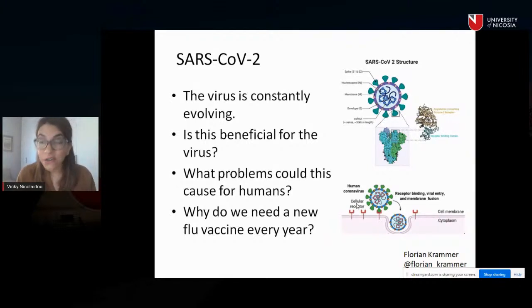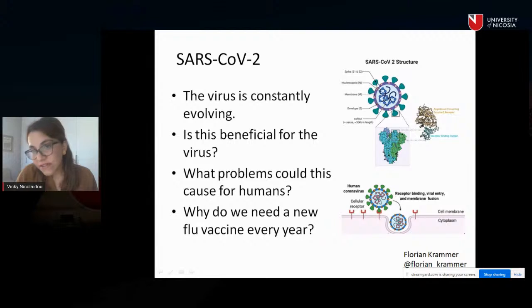So these viruses are constantly evolving. That means that if we have a vaccine that can induce the immune system to respond against the virus, if the virus suddenly changes, the protective response the vaccine is inducing might be rendered useless. As I told you earlier, viruses can change and evolve very quickly, especially those with this RNA genome. These changes are random and they are not necessarily always beneficial for the virus.